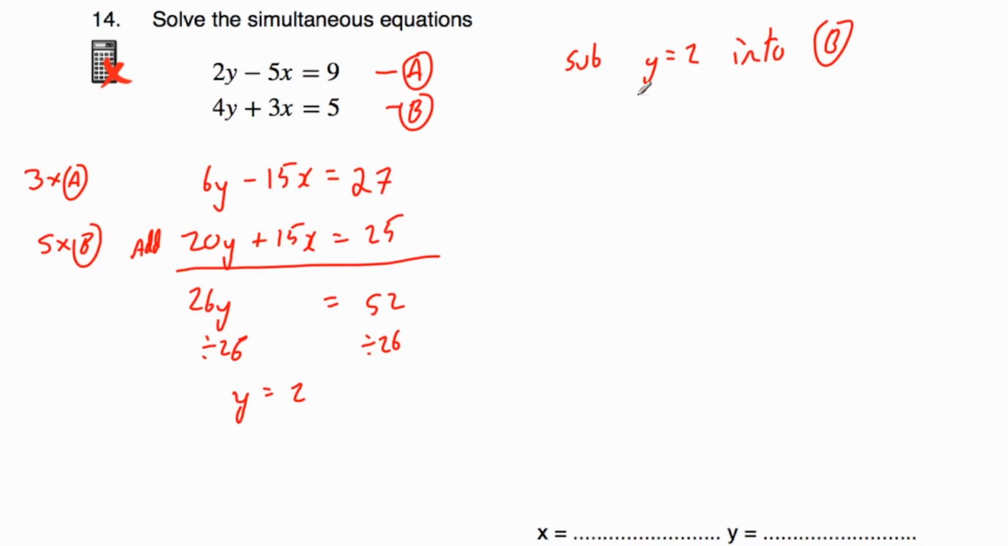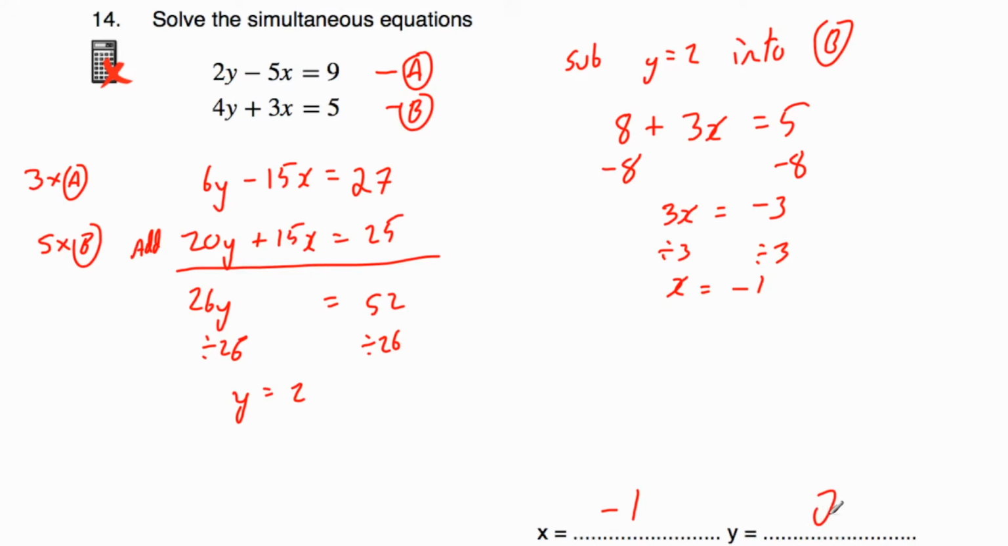So it's going to be 4 times 2, and 4 times 2 is 8, so we've got 8 plus 3x equals 5. Let's take away 8 and take away 8 to get 3x equals, and 5 minus 8 will be minus 3. And let's divide by 3 and divide by 3, so we get x equals, and minus 3 divided by 3 is equal to minus 1. So we've got x equals minus 1 and y is equal to 2.